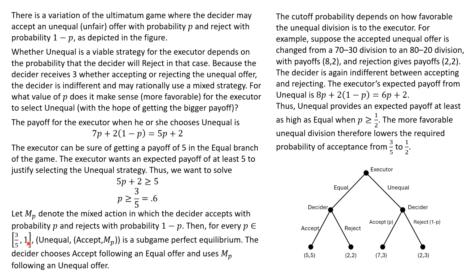So whatever you're in this range, the executor would go unequal, and then the two strategies for the decider would be accept on this side, and then the mixed strategy here. If you recall, this is not part of the main flow, but it's using the notation that we discussed on the last slide. We would show both of the optimal strategies for the decider. So the decider chooses accept following an equal offer and uses the mixed strategy M sub P following an unequal offer.